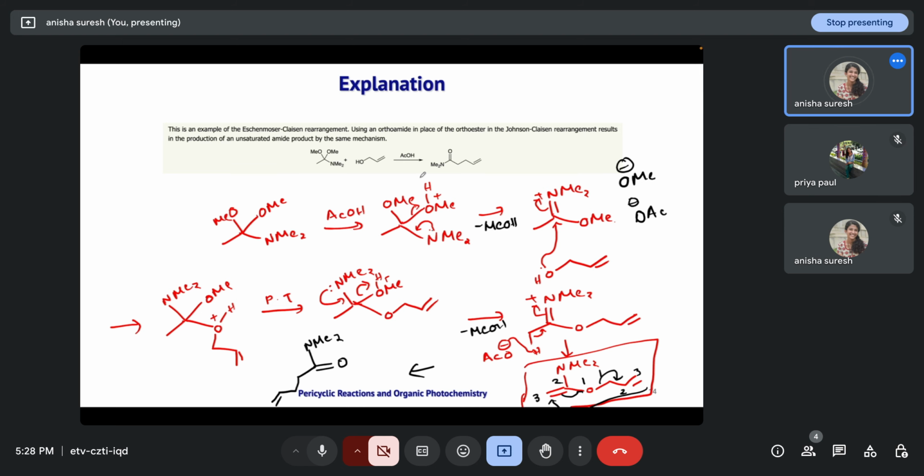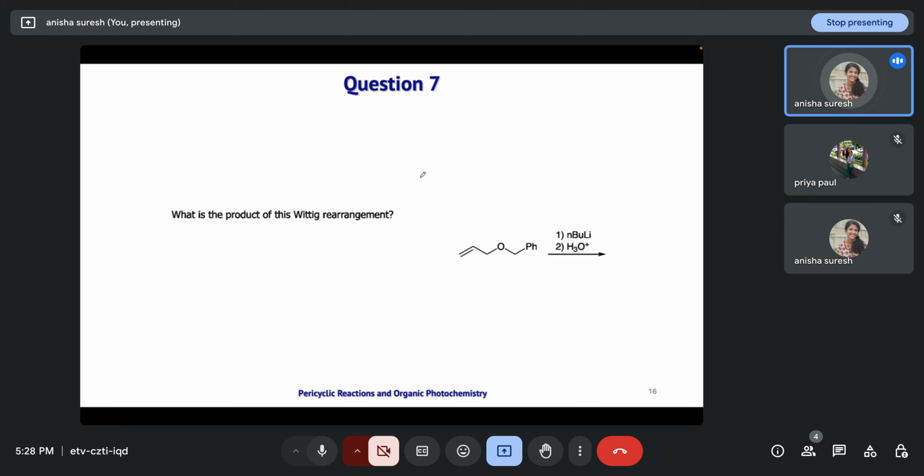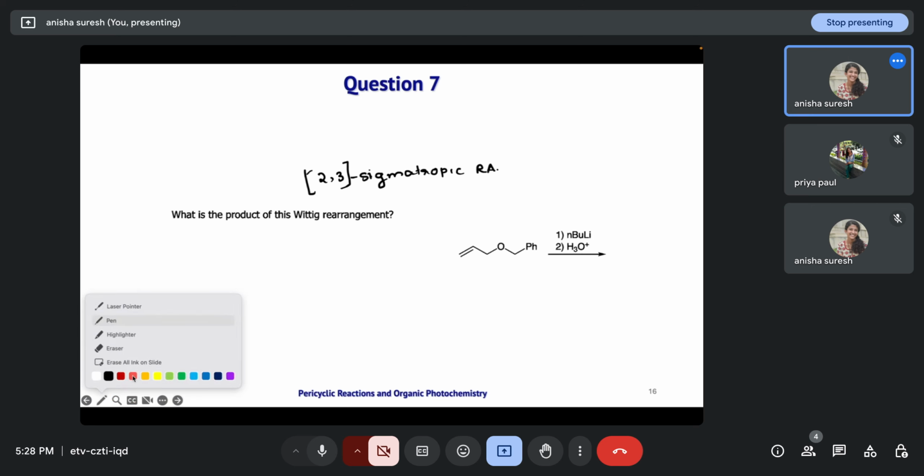Okay. Now, coming to the next question. What is the product of this Wittig rearrangement? So, in this module, I have discussed the Wittig rearrangement. So, it is a sort of [2,3] sigmatropic rearrangement. Please try to work it out.